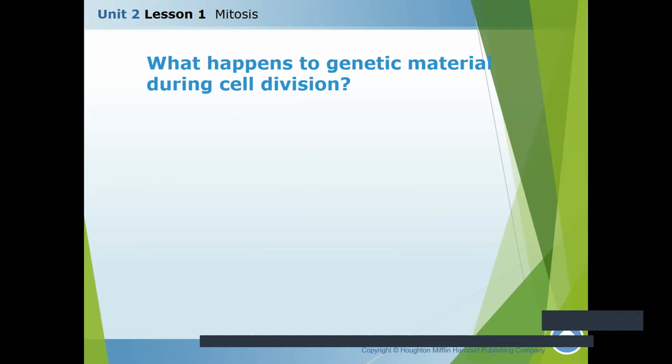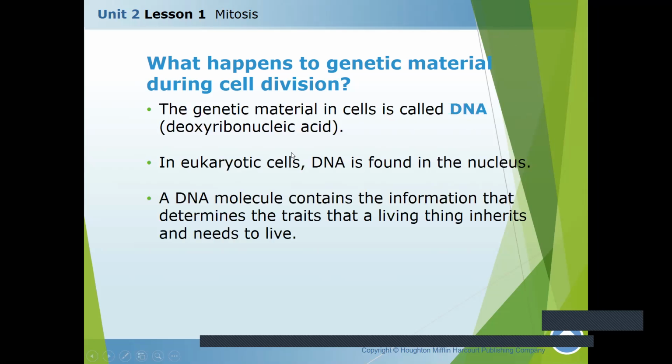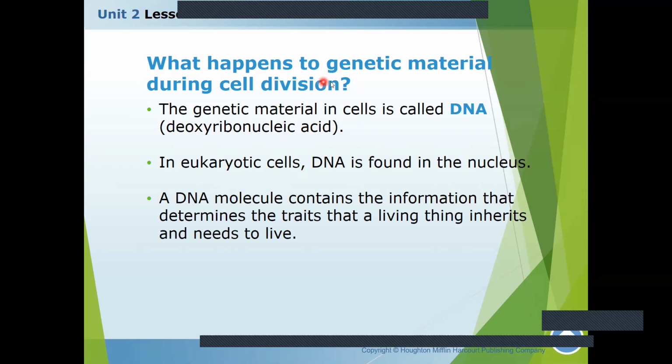So during the cell division, my question here is, during the cell division, what happens to this DNA? Let us see what happens to the DNA. The genetic material in cells is called DNA, that is deoxy. Come on, Lean, can you read this? Okay. Where? What do I read? What do you see on your screen? What do you see on the What happened? Oh, now I see it.